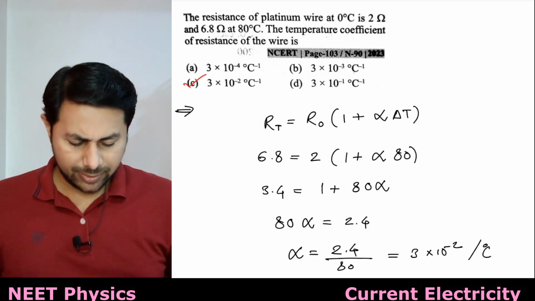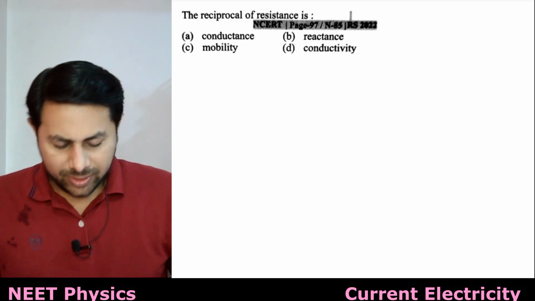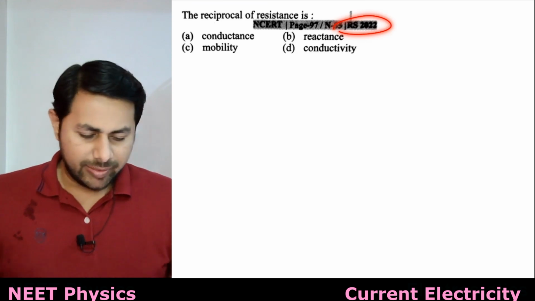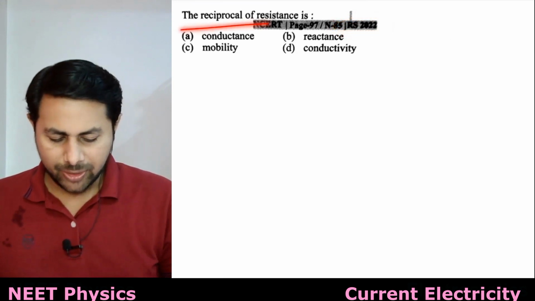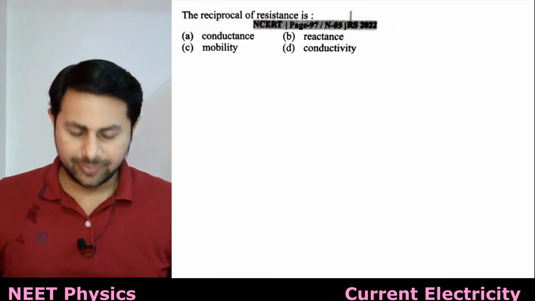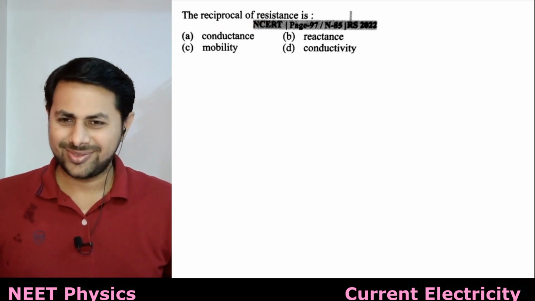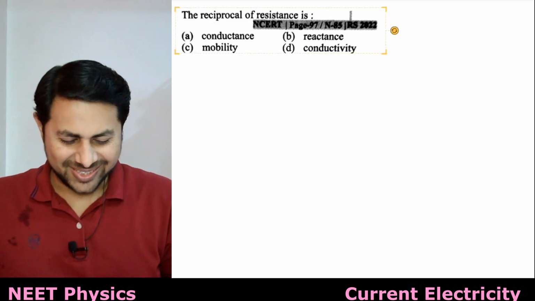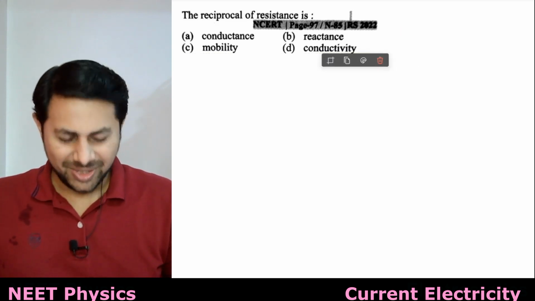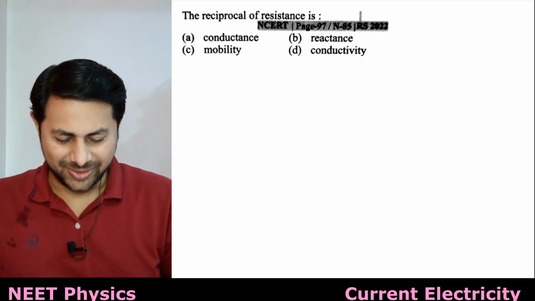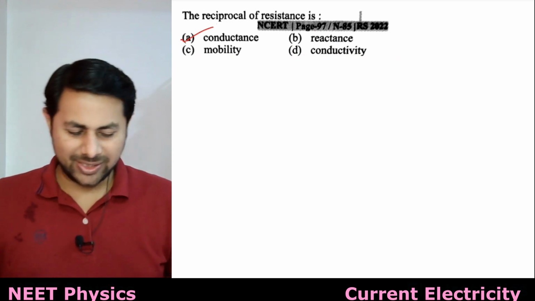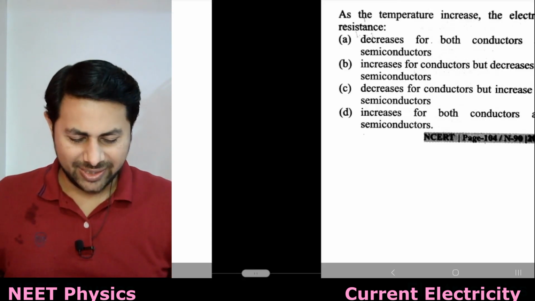Very simple question. This is from some other exam, RS 2022. The reciprocal of resistance is: conductance, reactance, mobility, conductivity? Okay, it's option A, conductance. Good. Reciprocal of resistance is conductance. Right? Let's see the next one.